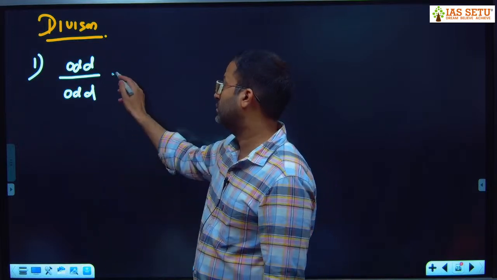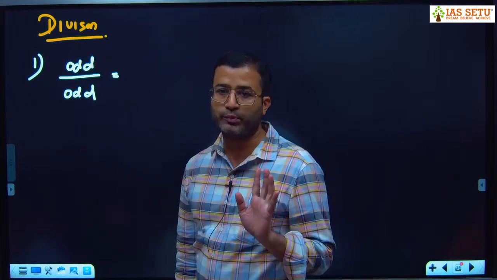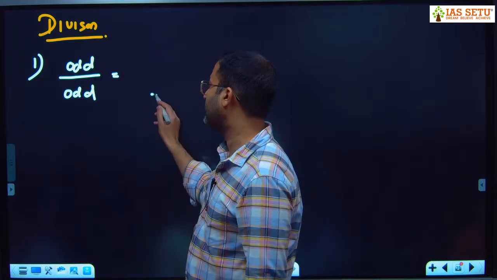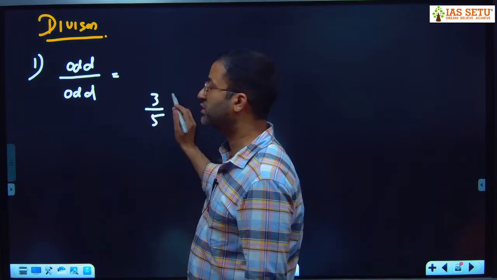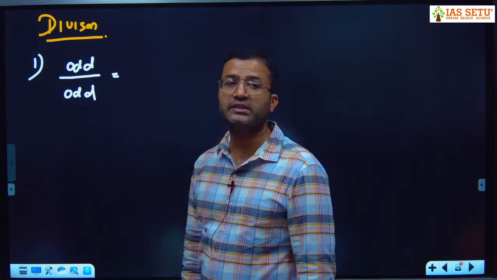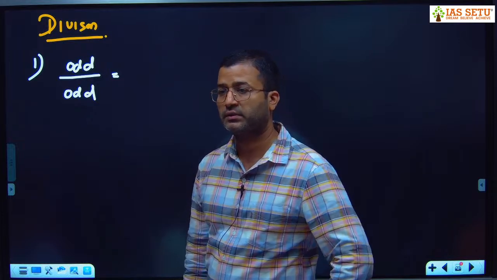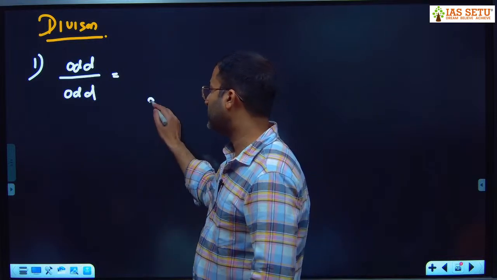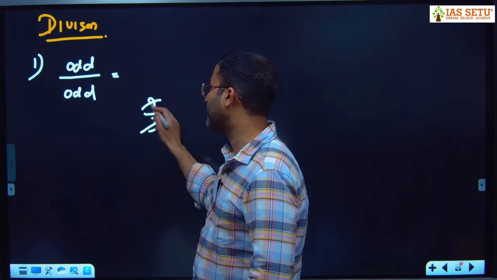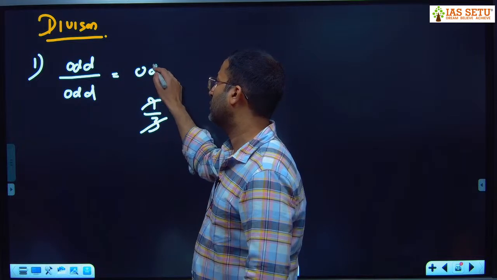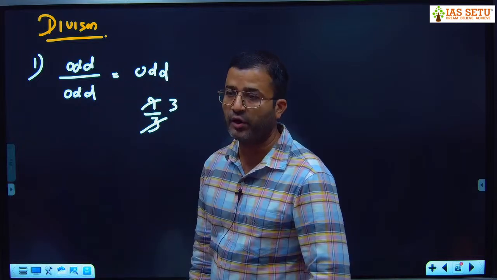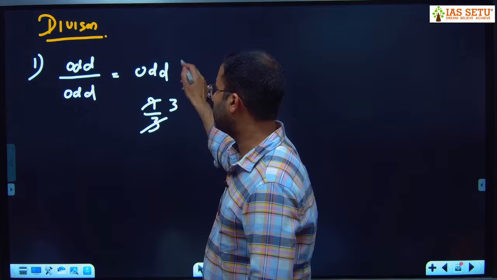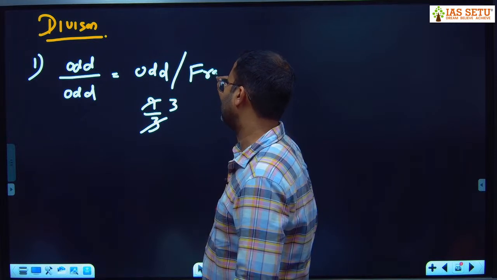Tell me. Fraction is also possible. Example, you write 3 by 5. So it is a fraction. But other than fraction, is there any other possibility? 9 by 3. Write one example, 9 by 3. When you simplify, what is this? Odd. So odd divided by odd, we have 2 results, either it is odd or fraction.